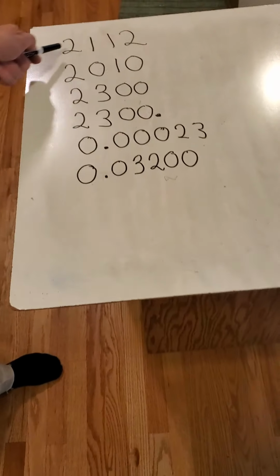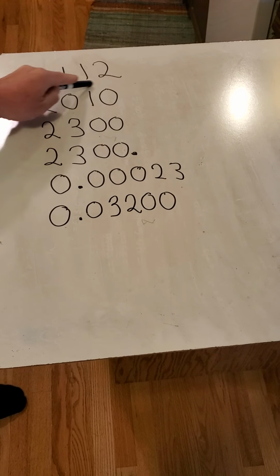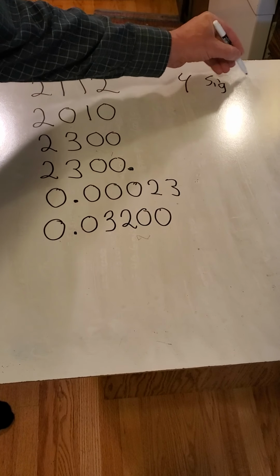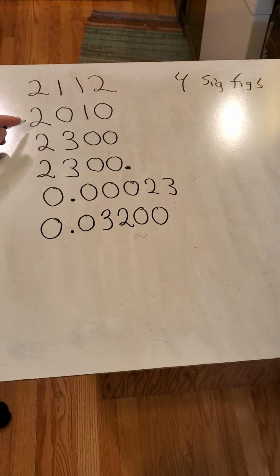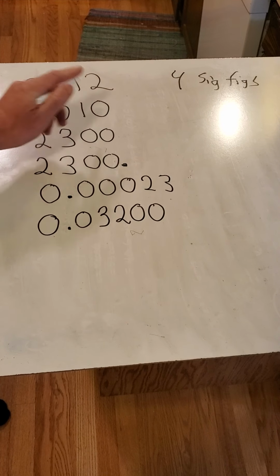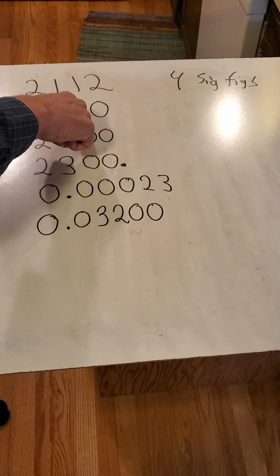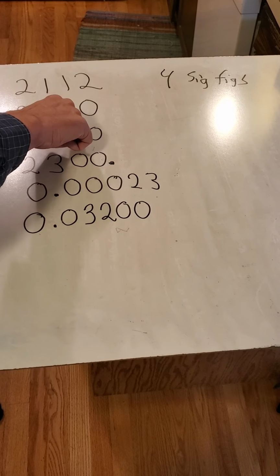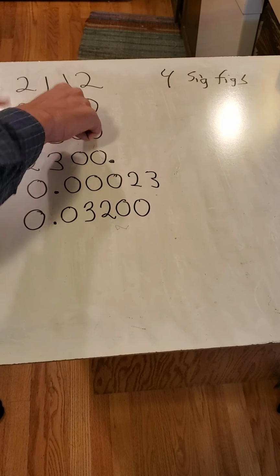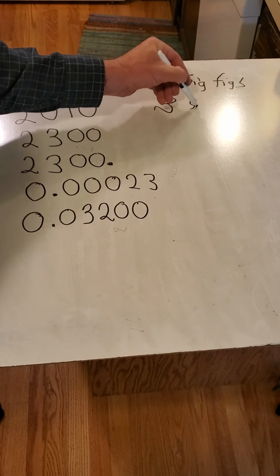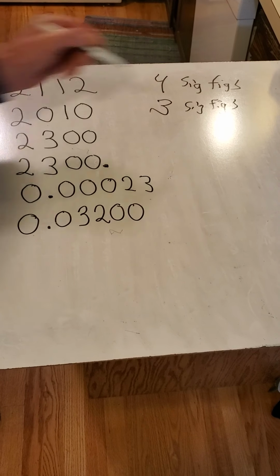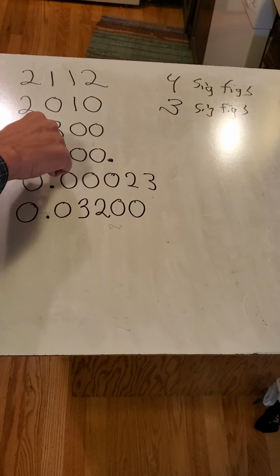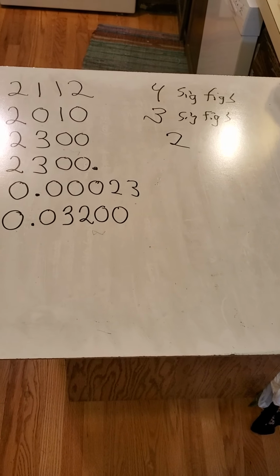So 2112, okay? It's all non-zero integers, so 4 sig figs. This one, 2010. Here, the 2 counts, the 1 counts, this 0 is between the 1 and the 2, so it counts, but this is a trailing 0, it does not count. So this is 3 sig figs. Here, same thing, you have 2 trailing zeros without a decimal, so 2 sig figs.